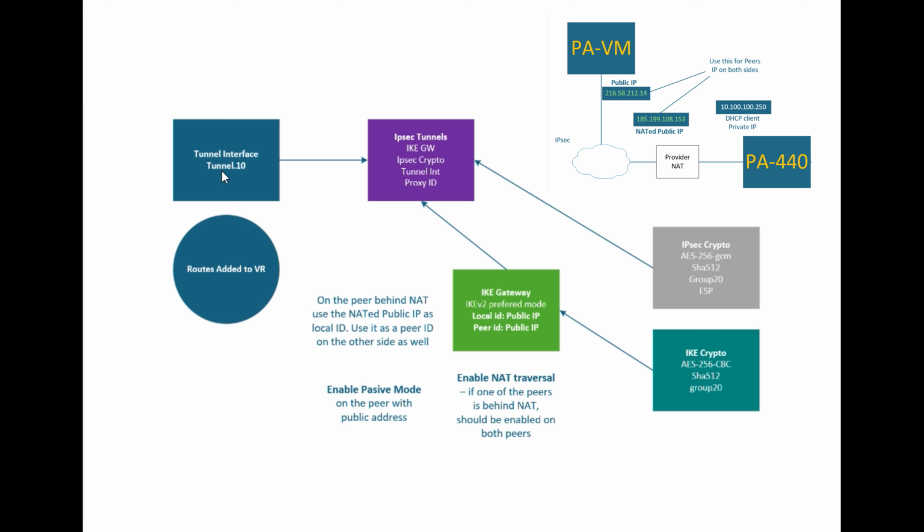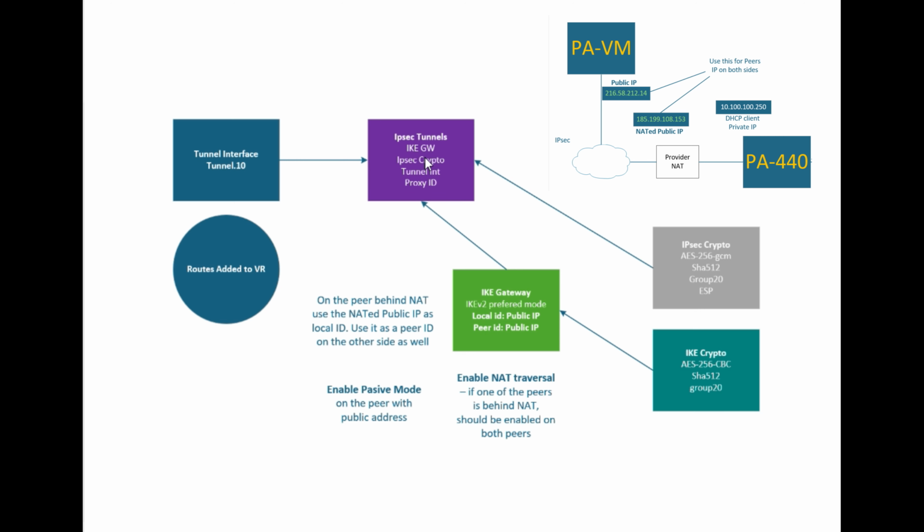Also, you need to configure the tunnel interface and also configure routes on your virtual router to add the routes to the remote destinations on each device. And the last thing, you will configure the IPsec tunnel itself that will include the IKE gateway, the IPsec crypto profile, and proxy IDs as the networks that you will advertise to your neighbor.